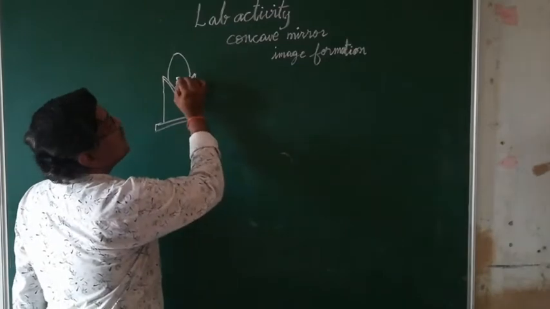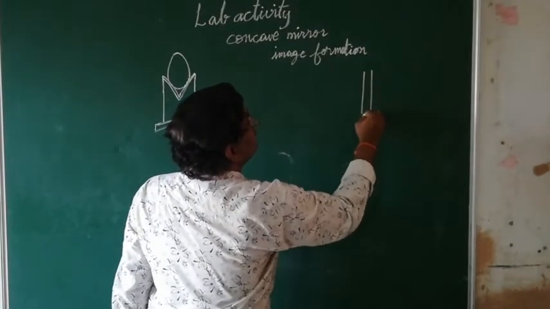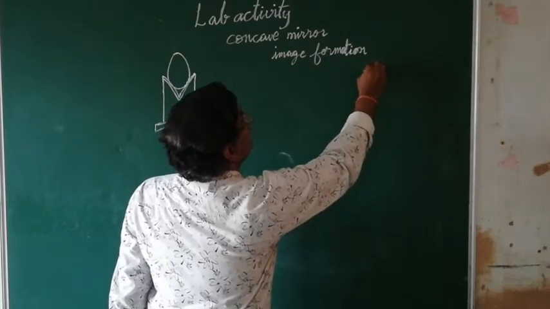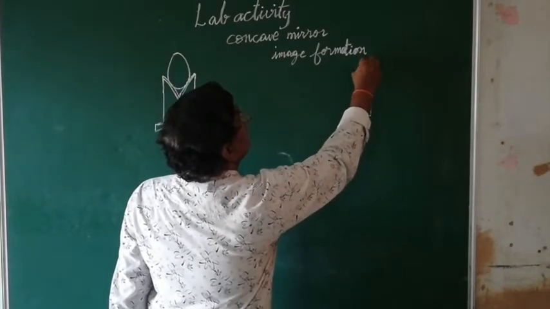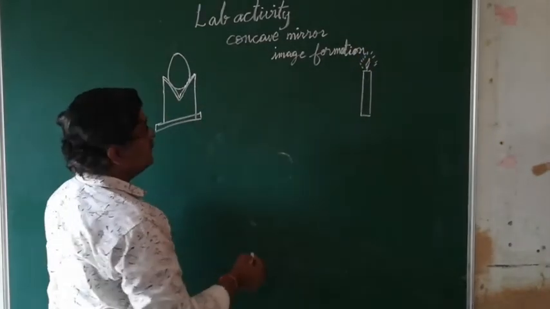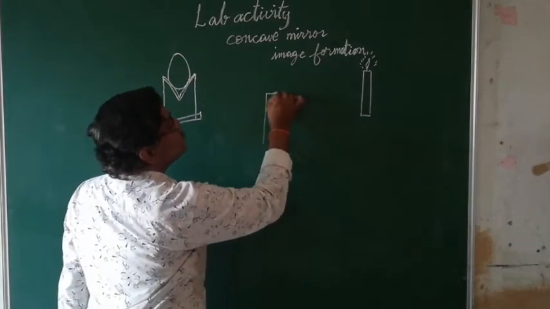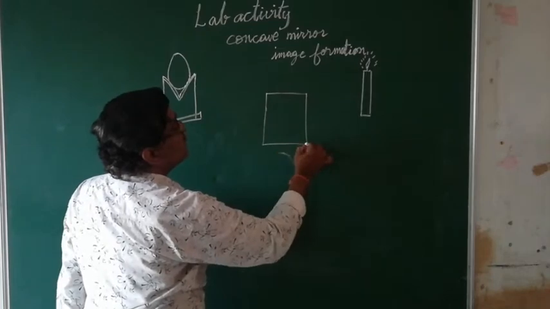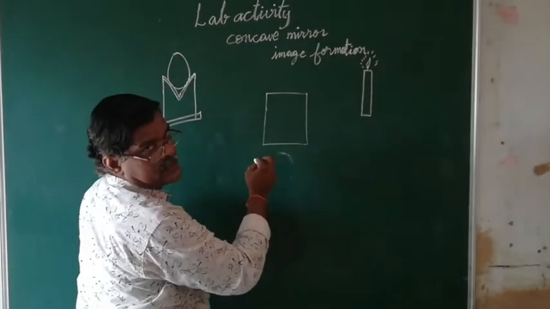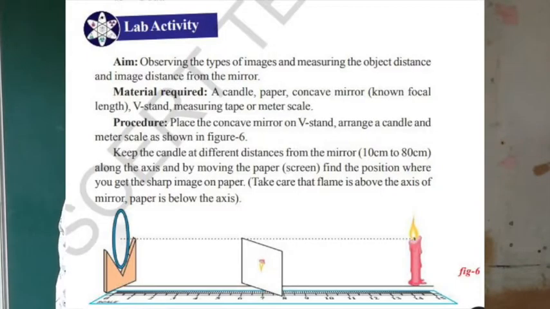In front of it a lighted candle should be placed as an object, and we need a small white screen. We can move that white screen and we can get that image, a real image, but it is inverted and diminished.